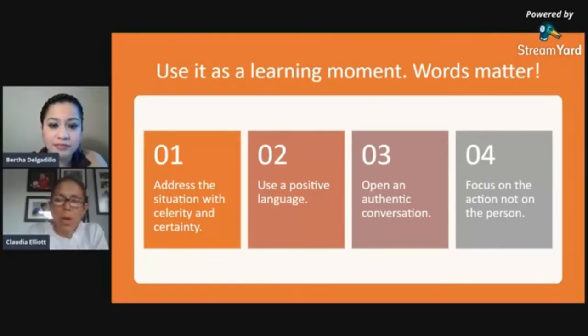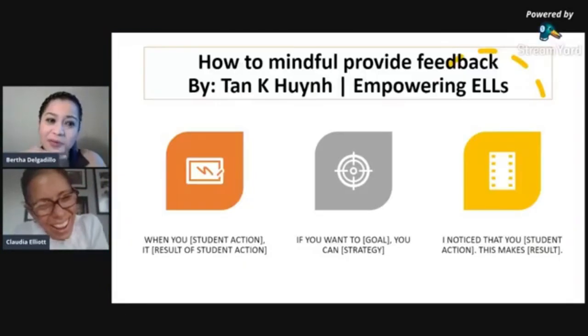And the last one, and we're going to give you examples of this, and this is a hard one. This is something that I have to practice with my own children. Focus on the action, not on the person. I need to focus on this with my husband too. You and me both, Claudia.